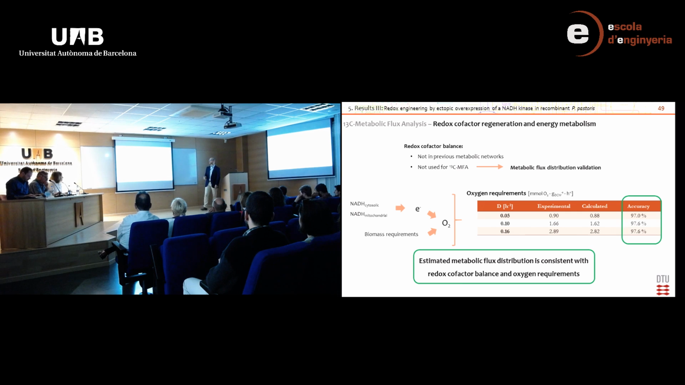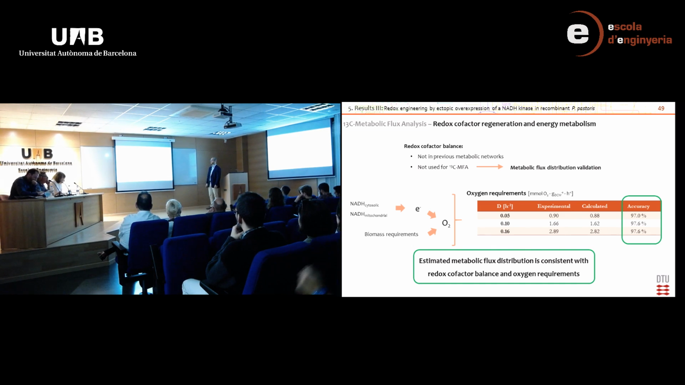Finally, regarding the redox cofactor regeneration, it was not used for metabolic flux analysis in previous studies. In fact, they were not present in such metabolic networks. Indeed, by performing the metabolic flux analysis, we didn't take into account this redox regeneration balance in order to avoid biased predictions. So if we haven't used it for metabolic flux analysis or for determining the flux distribution, now we could use it in order to validate the estimated flux distribution.